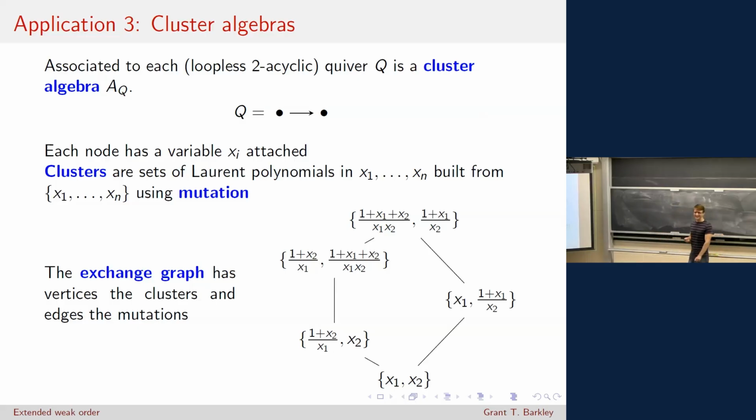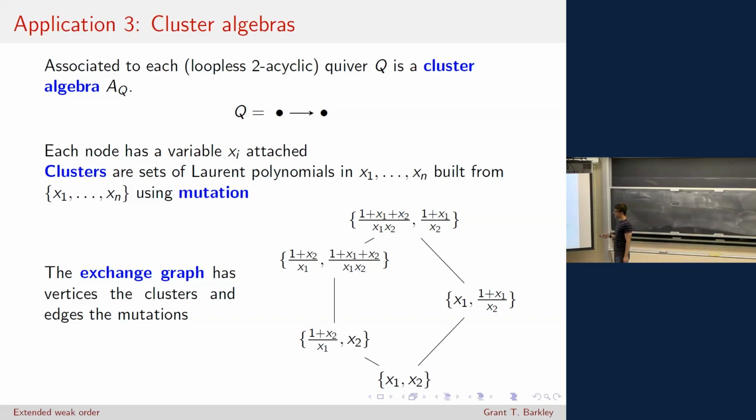Nathan's smiling. Okay, so associated to each loopless 2-acyclic quiver is a cluster algebra. A quiver is just a directed graph. I'll write A sub Q for the cluster algebra associated to the quiver Q. The way that this works, obviously I'm not going to define it, is that we'll have a variable associated to each node in the quiver. And then there's a notion of clusters in the cluster algebra. Those are just sets of Laurent polynomials in the variables. The way you build them is by starting with the set of starting variables and then doing mutations on it. That gives you new sets of variables, and those are the clusters.